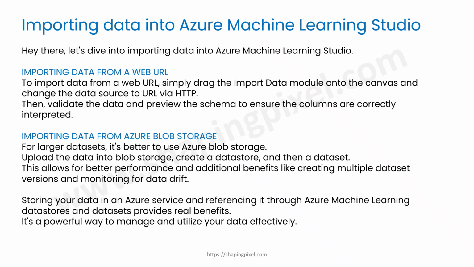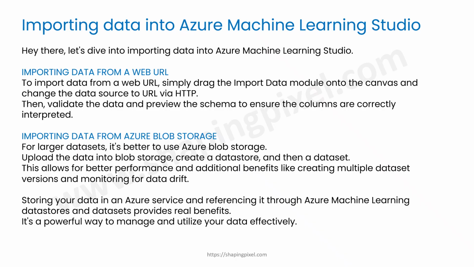Importing data into Azure Machine Learning Studio. To import data from a web URL, simply drag the import data module onto the canvas and change the data source to URL via HTTP. Then validate the data and preview the schema to ensure the columns are correctly interpreted.